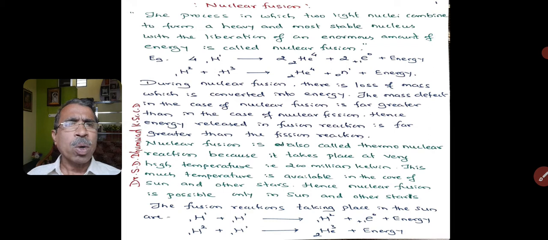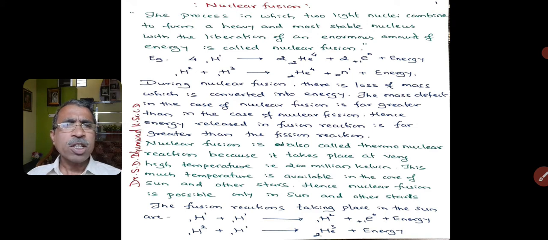Nuclear fusion is also called a thermonuclear reaction because it takes place at very high temperature, around 200 million Kelvin. Just imagine the temperature. The temperature of the gas we use in the house is around 400 to 450 degrees. This much temperature is available in the core of the Sun and other stars. Hence, nuclear fusion is possible only in the Sun and other stars.